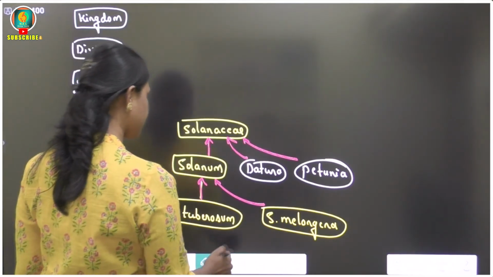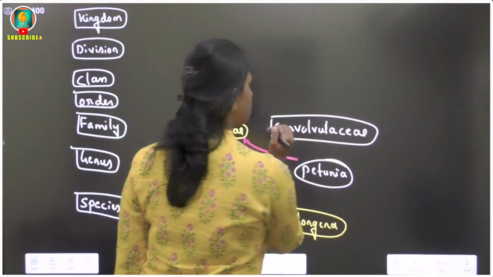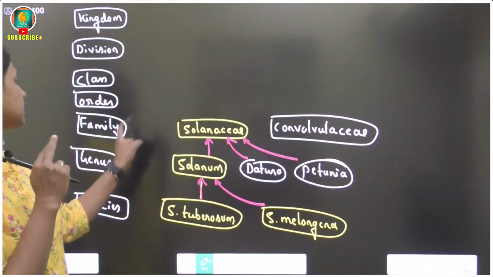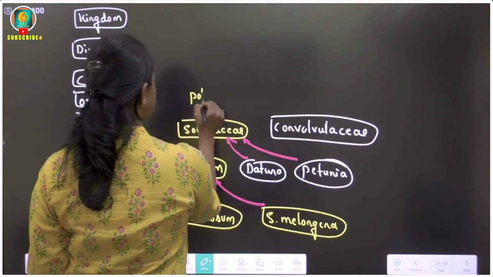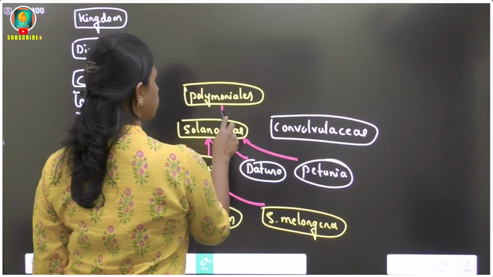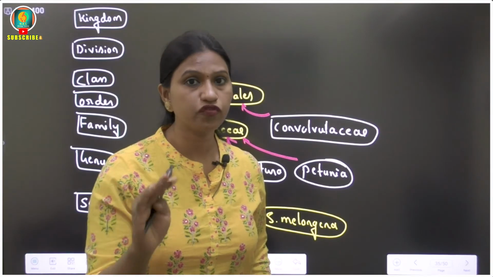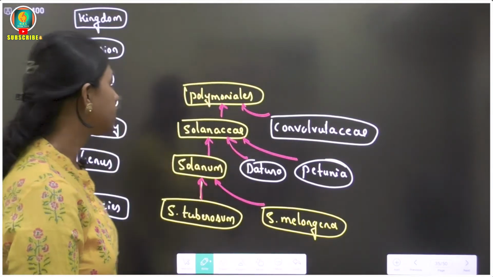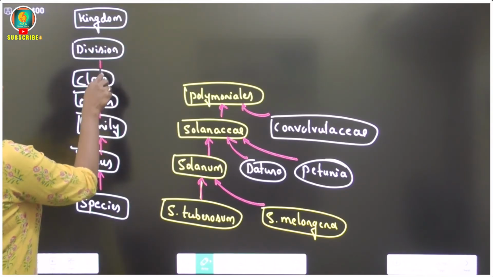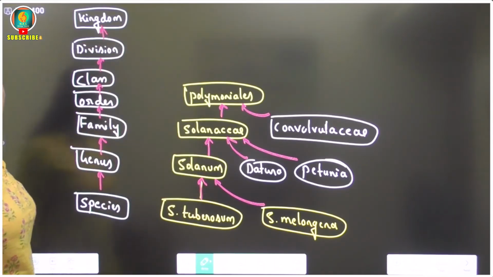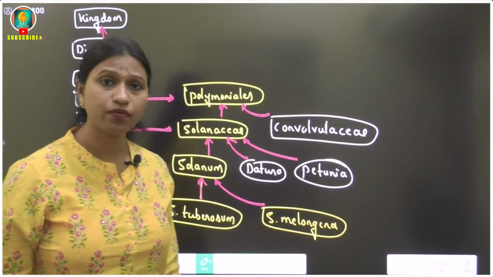But the Solanaceae family is different, whereas Convolvulaceae is different, but still because of certain similarities, they are kept under the same order called Polymoniales. Only up to this much information is given in our NCERT. So if you learn this much, that is enough for plants. So that means here we are going higher in the hierarchy, where similarities decrease. Okay. Hope you are getting my point. So this is about plants.